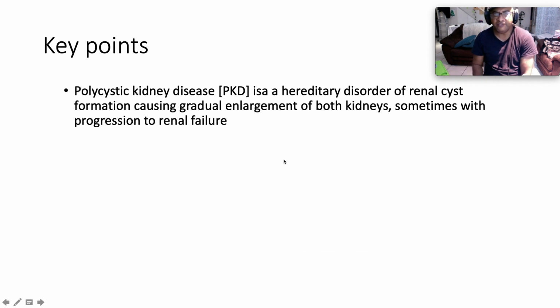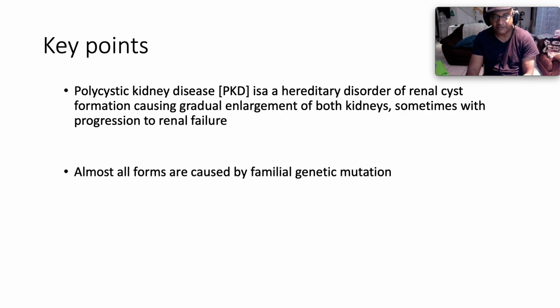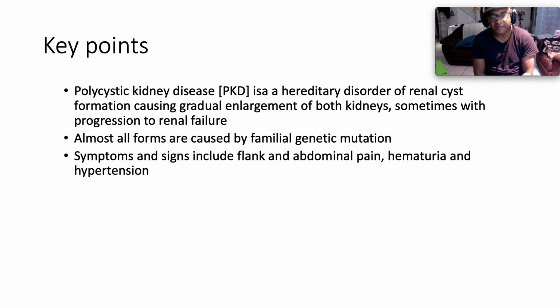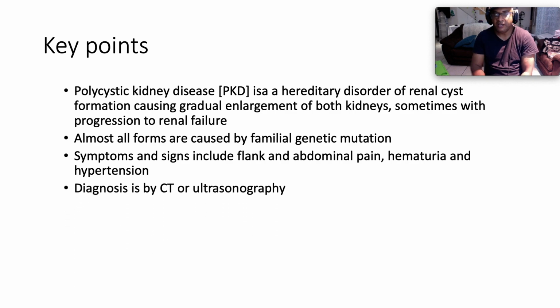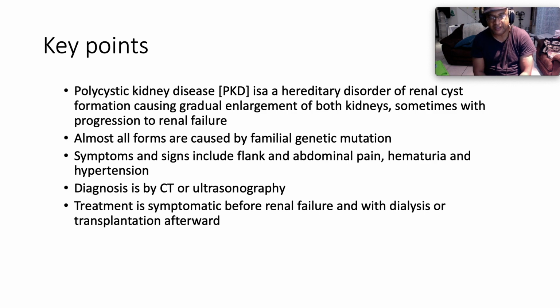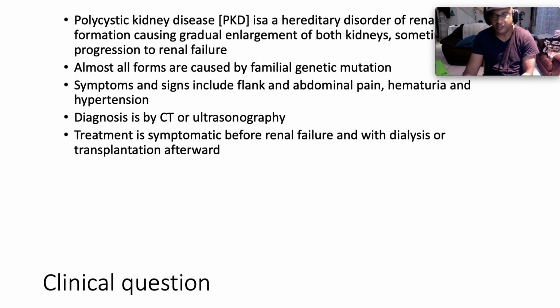Okay, let's cover key points first, guys. Polycystic kidney disease is a hereditary disorder of renal cyst formation, which causes gradual enlargement of both kidneys, sometimes progressing to renal failure. Almost all forms are caused by a familial genetic mutation. Symptoms and signs are going to include flank and abdominal pain, hematuria, and hypertension. How do we diagnose? By CT or ultrasonography, and treatment is symptomatic before renal failure. And of course, if renal failure supervenes, then we use dialysis and transplantation thereafter.